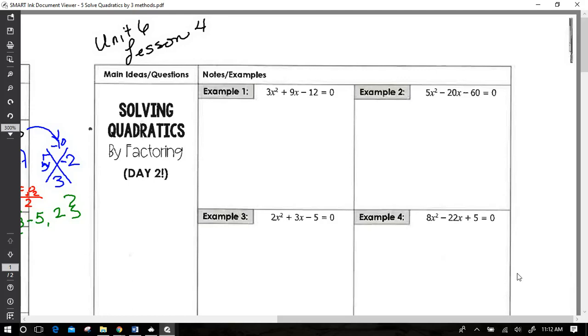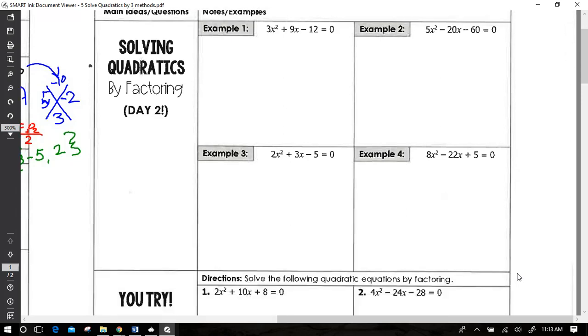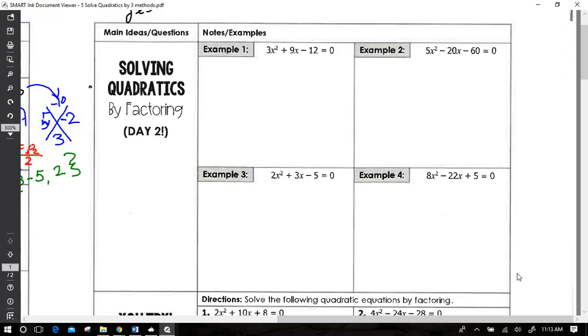Today we are going to continue solving quadratics by factoring, but it's going to involve just a tad bit more work, okay? So kind of like factoring, but level two. It's a little harder. I do want to remind you that when it comes to factoring, we always want to look for a GCF first, okay? All right, so let's do example one together.